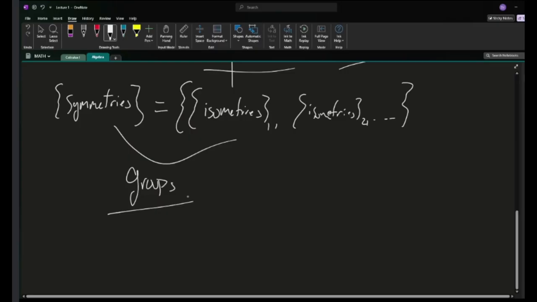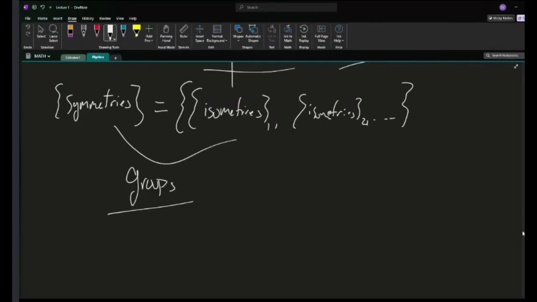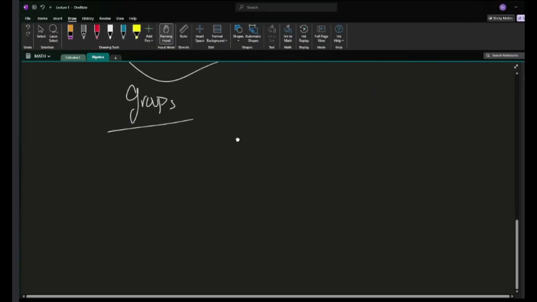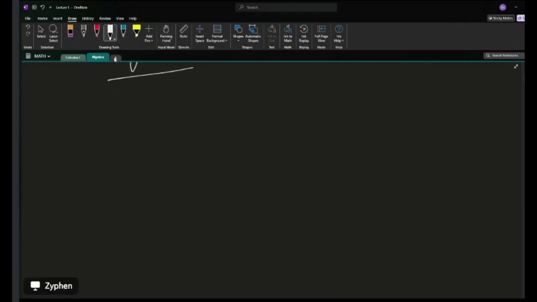As a group is defined, we have a complete bundle of these, like, is there a word for this? I guess these rigid motions themselves. I think that's the only word that we actually are dealing with. All right.